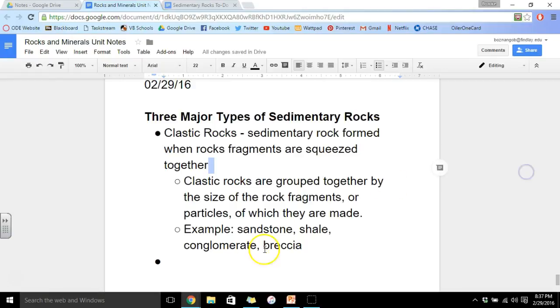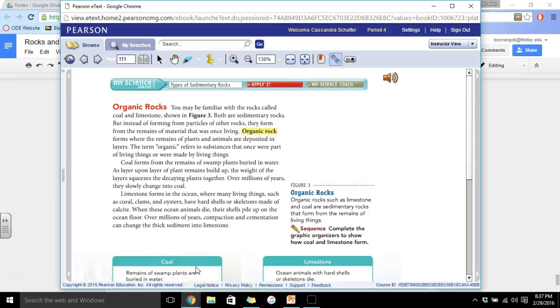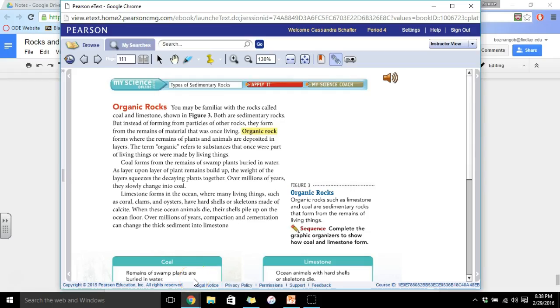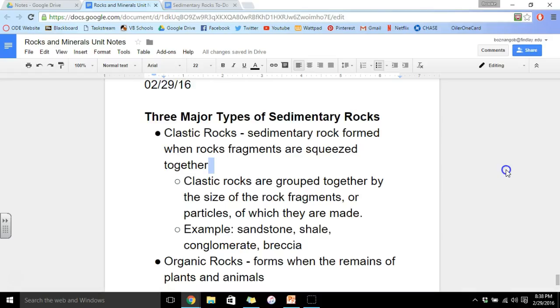So let's put that down. So the next one is organic rock. And the book told us that they form when the remains of plants and animals are deposited in layers.